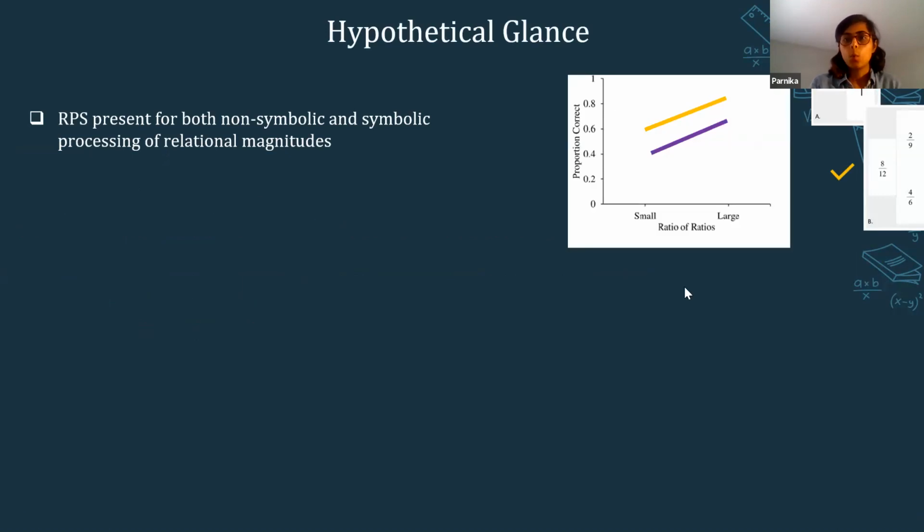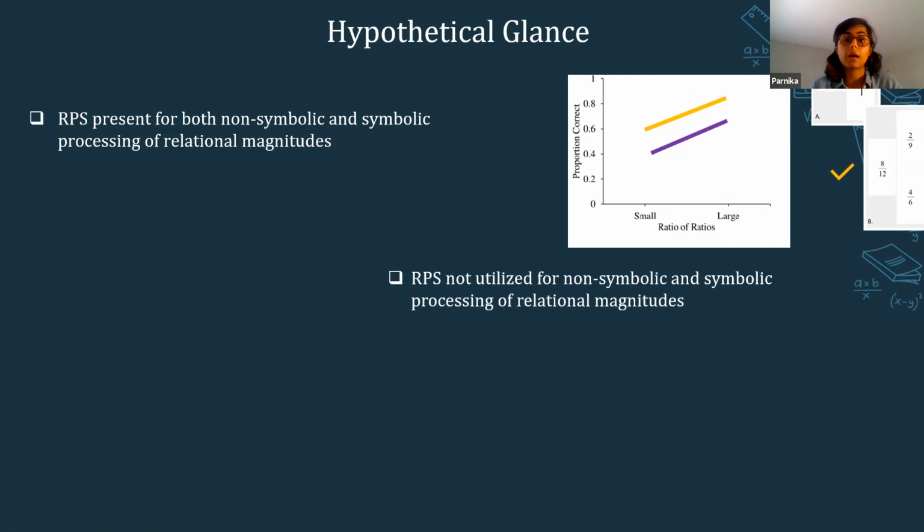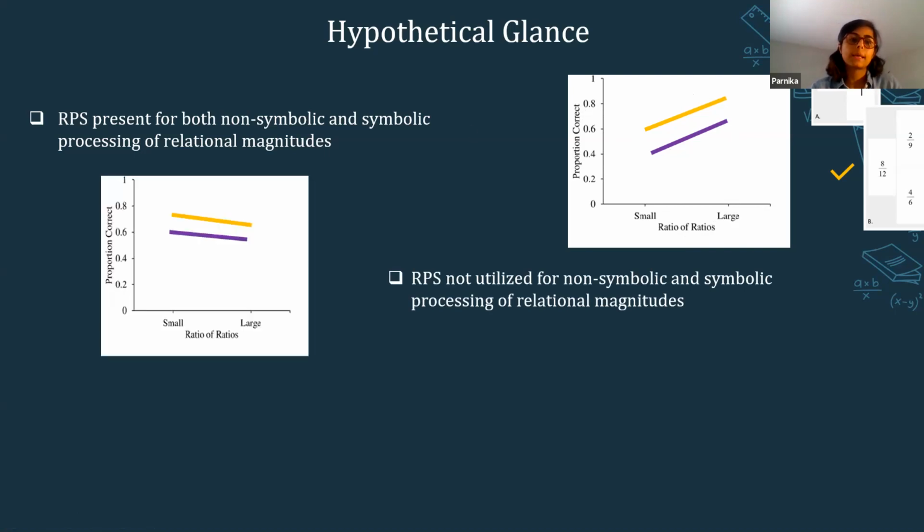where on the y-axis, we see the proportion correct or the accuracy. And on the x-axis is the ratio of ratios, which is large in half of the trials and small in the other half. So if for non-symbolic ratios and symbolic fractions, the performance does depend on the ratio of ratio effect, then we would see this performance where the larger ratio of ratios are easier to process and hence have a higher accuracy, and thus are accessing the RPS. However, if RPS is not utilized, then we would see something similar to this kind of a pattern where performance will not depend on the ratio of ratios.